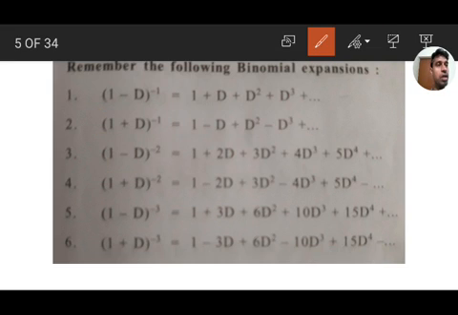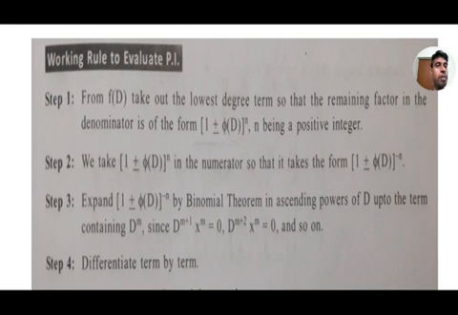Let us move to problems. Before going to the problems, I will explain these 4 steps. First step, convert f of d into the form of 1 plus or minus φ of d whole to the power of n. For this, we have to take the lowest degree term as common. Next, after converting, take this term into the numerator, and we get (1 plus or minus φ(d)) to the power of minus n.